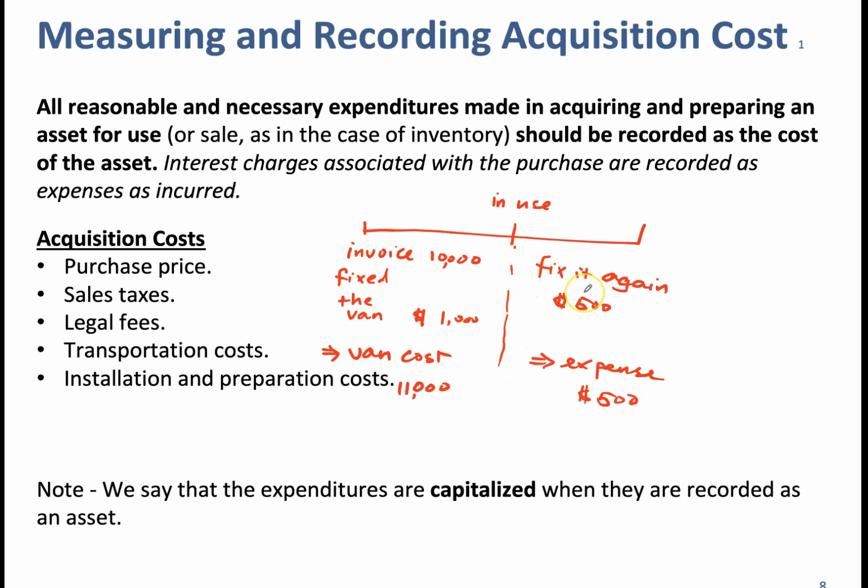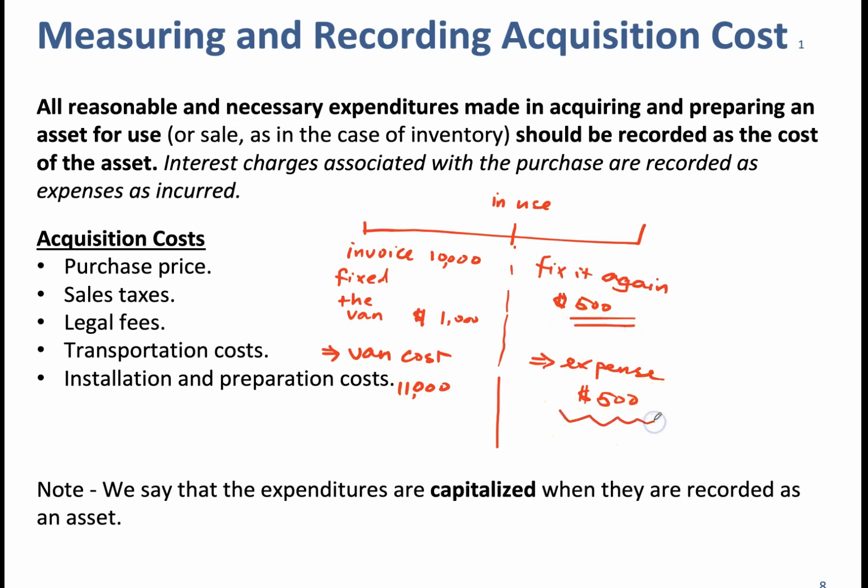But after the van is in use, you fix it again. There are some small problems. The next day you put it on the road, you find out some other problems. Now you fix it again. You spend $500. Although it's only a day apart from yesterday's fix, this $500 cannot be included in the cost of the van and depreciated in the future. This $500 needs to be counted as expenses.